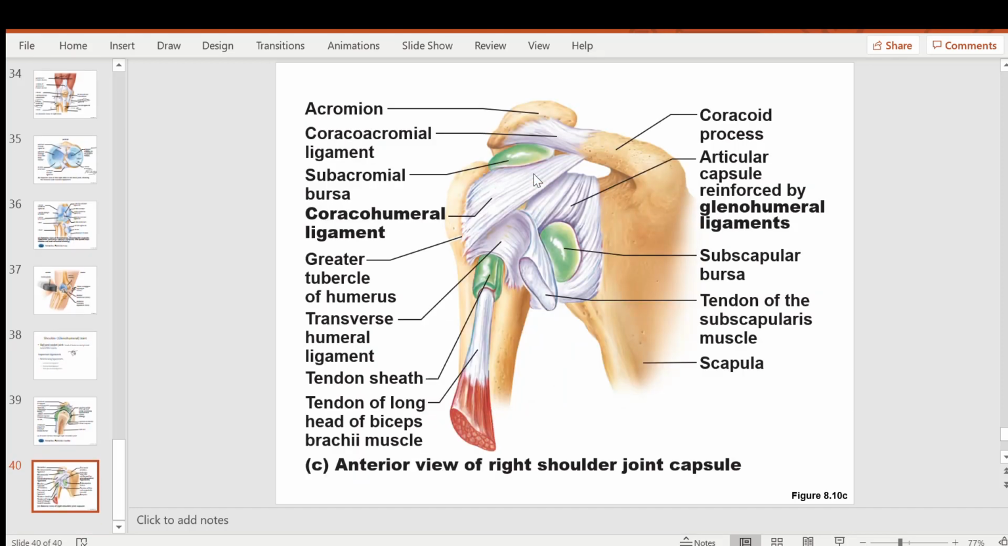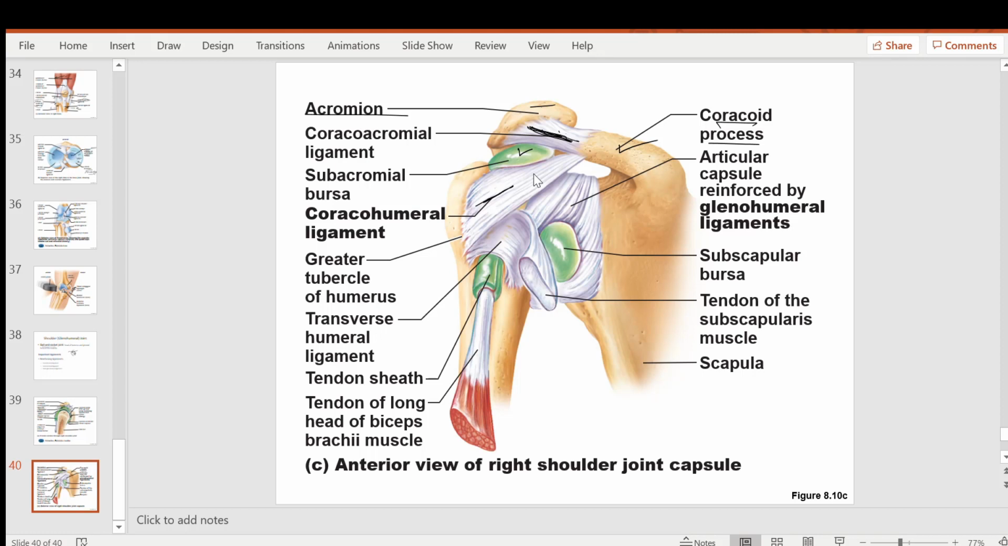Here you see the subacromial bursa, the same one I showed you. This is the coracoacromial ligament. Why is this called the coracoacromial ligament? Around the shoulder joint, this is the coracoid process of the scapula, and this is the acromion of the scapula. So very simple, coracoacromial ligament. And this is another ligament.